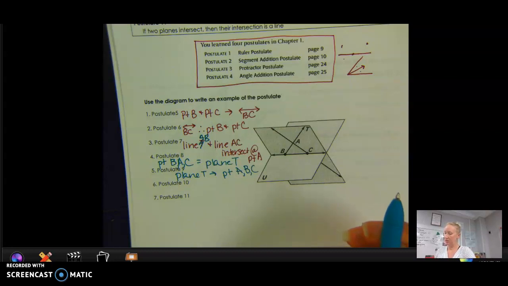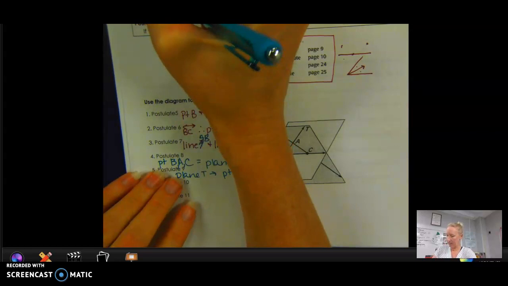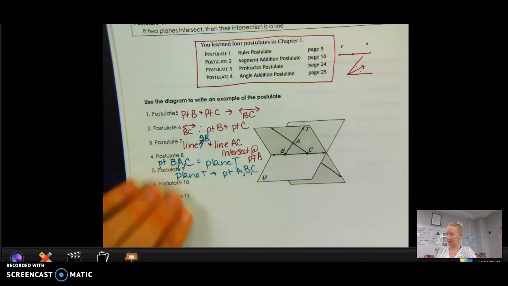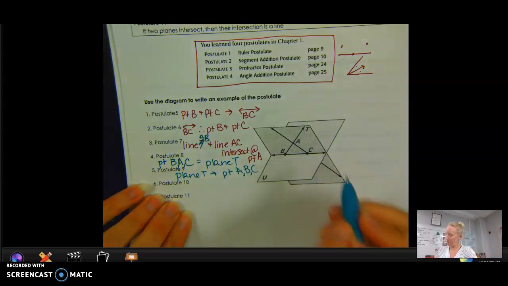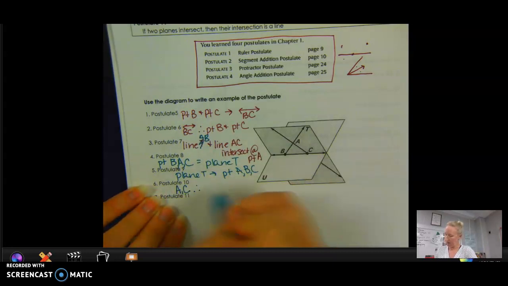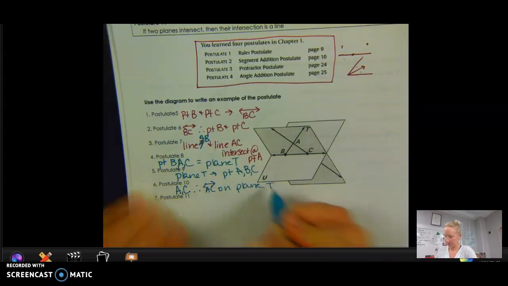Postulate 10 says if 2 points lie, that should be lie, not lies, in a plane, then the line containing them lies in the plane. So I have points A and C. Therefore, on plane T, therefore line AC is on plane T.